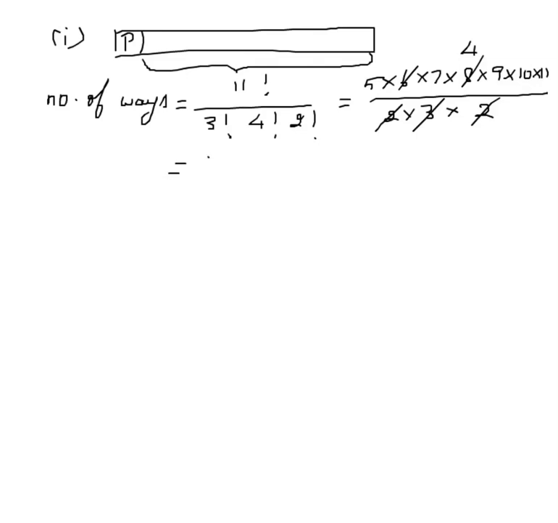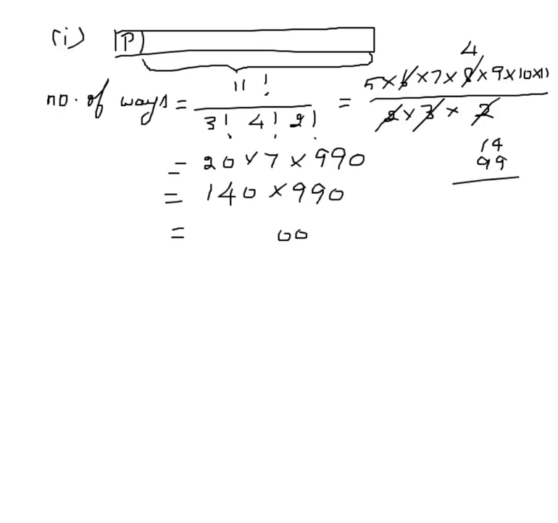The answer is 4 5s are 20 into 7 into 990. 14 times 99. 6, 8, 3 and 1. And the answer is 138600.